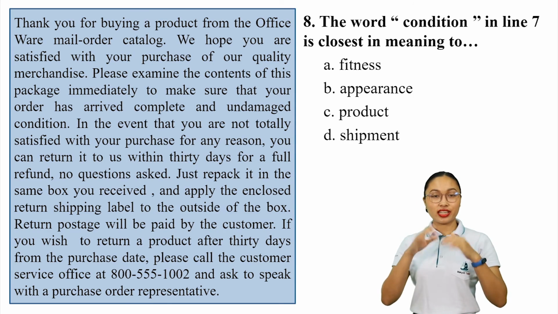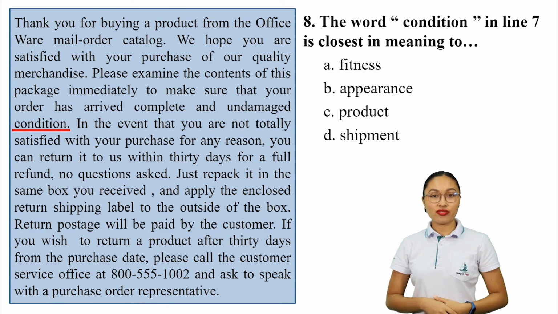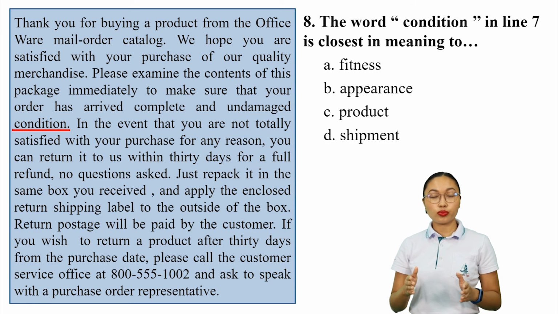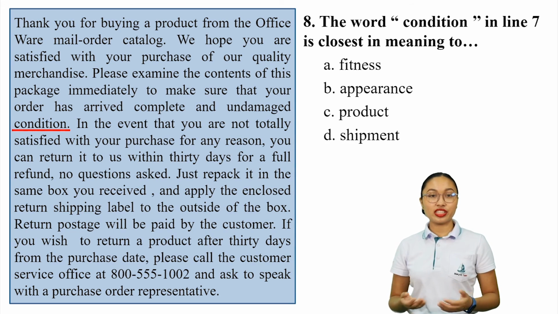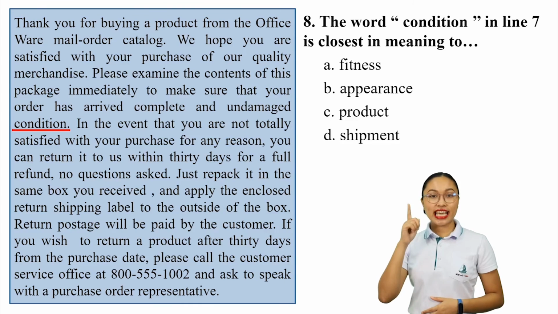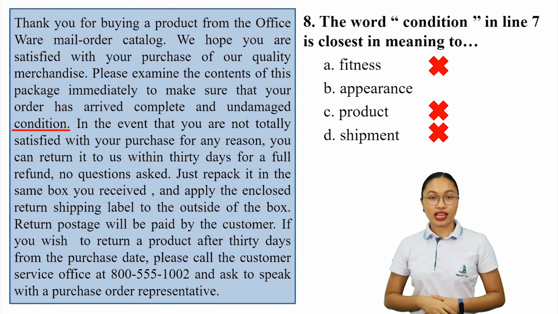Question number 8. The word condition in line 7 is closest in meaning to. Letter A, fitness, means the condition of being physically healthy. Letter C, product, means a thing or person that is the result of an action or process. And letter D, shipment, means to transport a product. Letters A, C, and D are not the answers. The best answer is letter B, appearance.